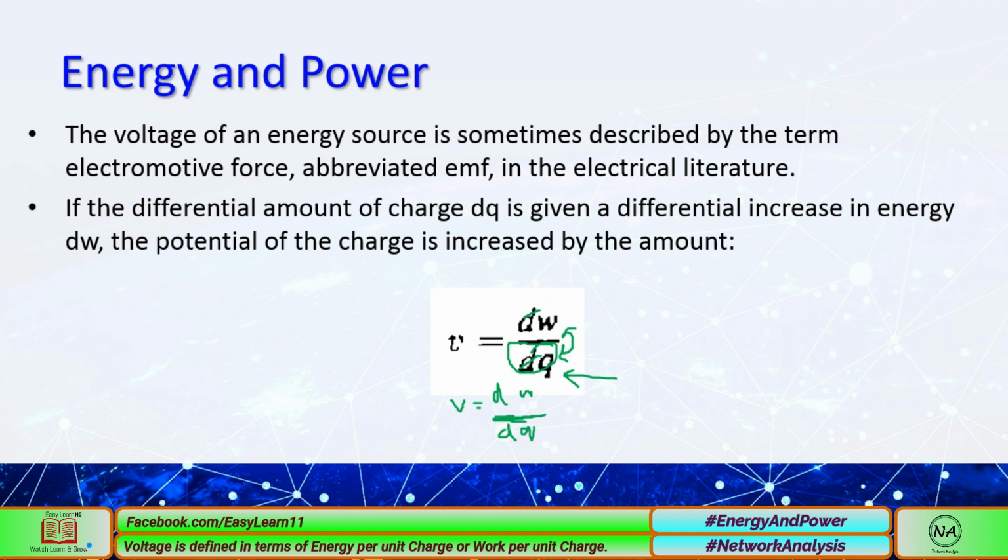The voltage of an energy source is sometimes described by the term electromotive force, abbreviated as EMF. In electrical literature, EMF is electromotive force, and it is discussed when we are using induced voltage. Voltage is induced by Faraday's law in the alternator. Then we discuss the EMF, electromotive force.